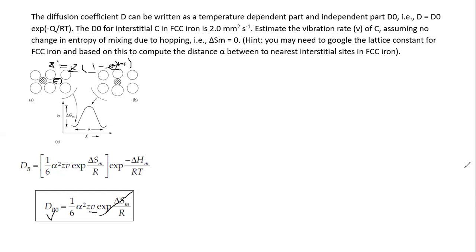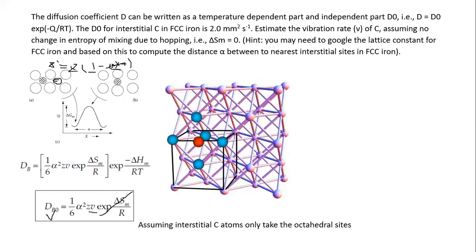So what structure do we have here? We have FCC, right? Let me clarify this. Go back. So this is FCC, and we're talking about interstitial sites for FCC. Where do you think those sites are? These are octahedral sites, right? Can we see this is an FCC cube?